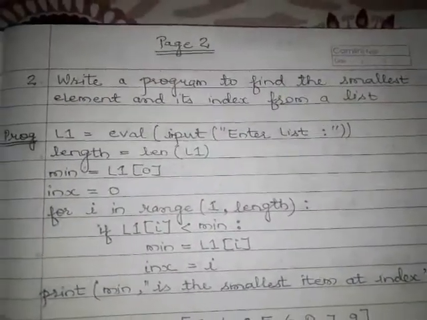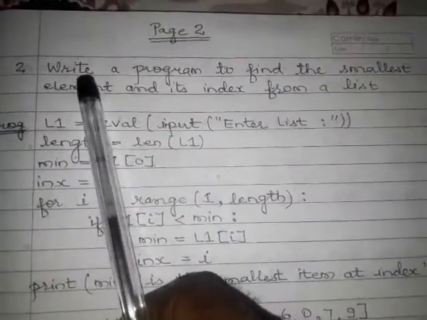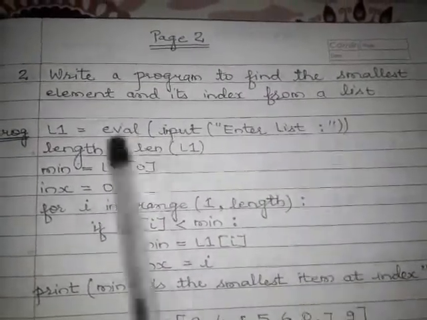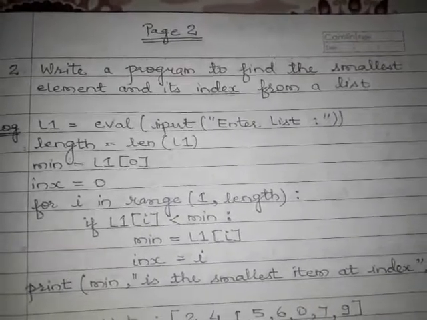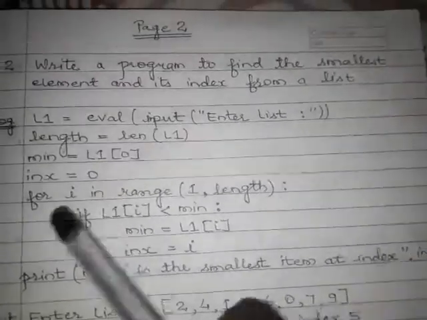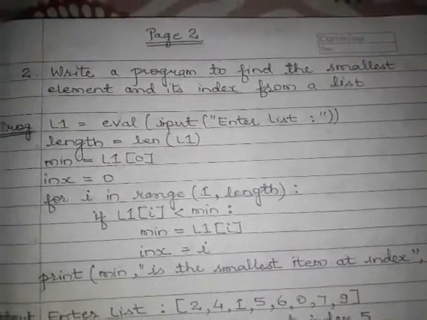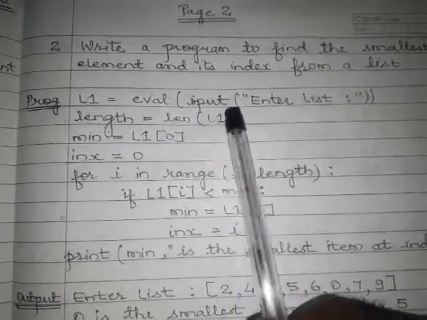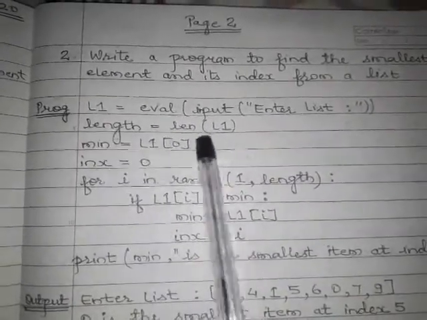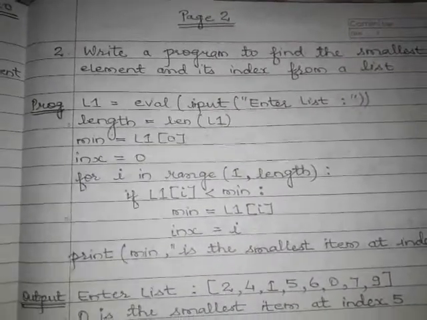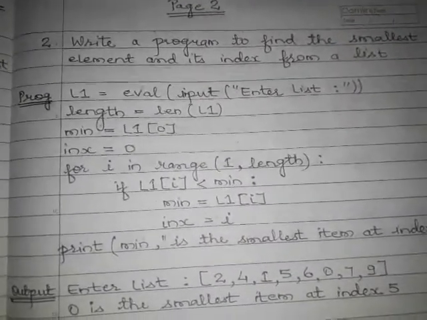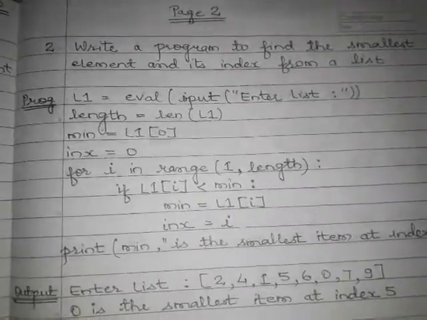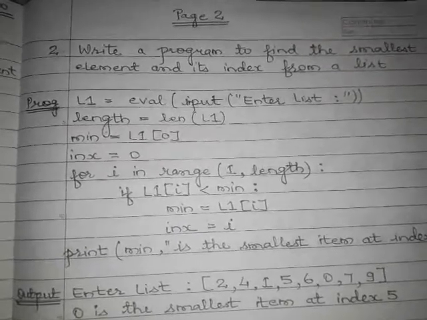Now there is another program: write a program to find the smallest element and its index from a list. It means from the given list we have to find the element which is smallest, and its position also. So again we read the list with the help of the eval method with input, then calculate the length, and suppose we compare the first element of the list with the second one. If the first one is minimum, then minimum will be first, otherwise the minimum will be second.